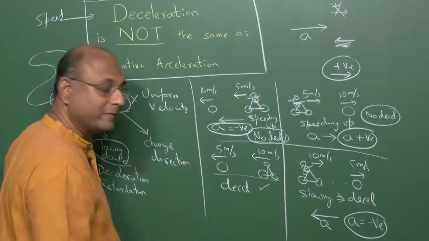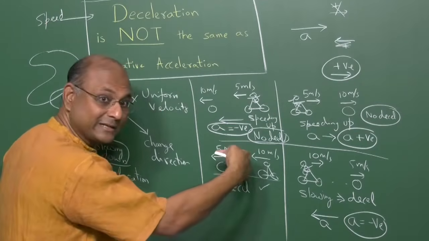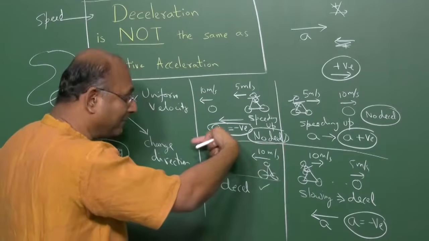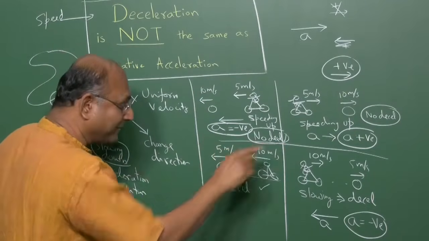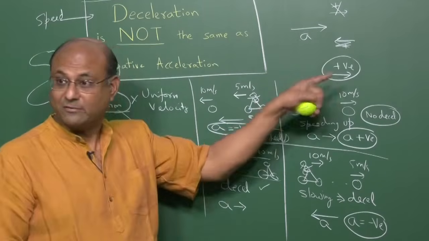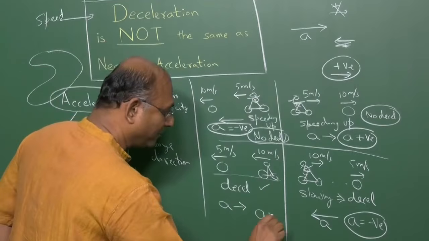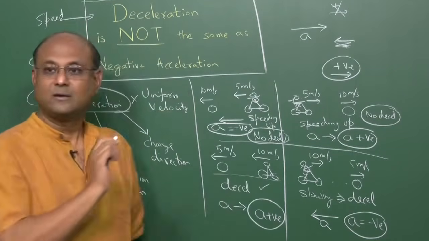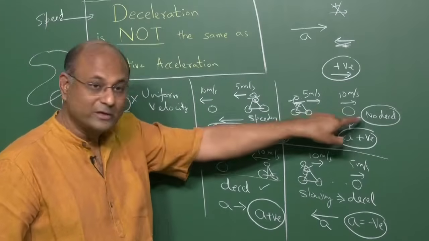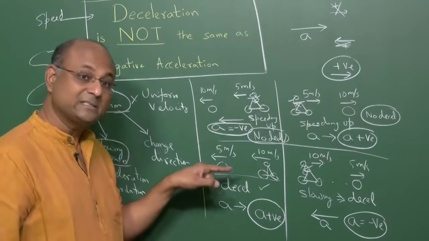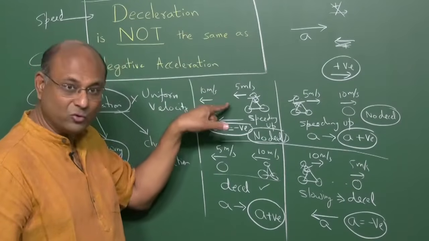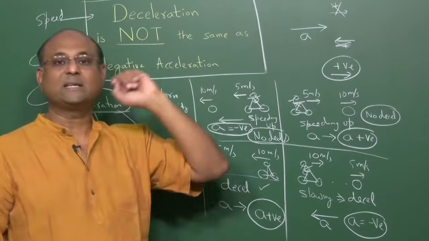I am slowing down. What is the direction of acceleration? Is it this way? No, because if it was this way, 10 would have become 11, would have become 15. No, it has to be that way. So acceleration direction is that way. But that way is positive. So acceleration is positive. So let us look at the 4 cases. Positive acceleration, no deceleration. Positive acceleration, yes, there is deceleration. Negative acceleration, no deceleration. Negative acceleration, yes, there is deceleration.